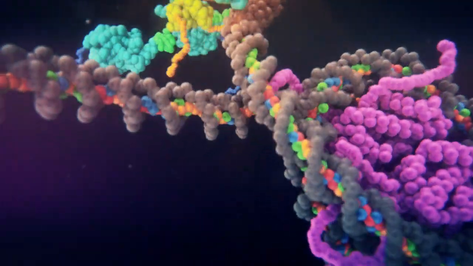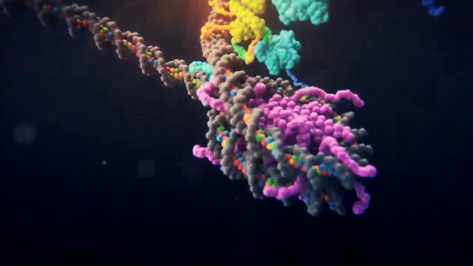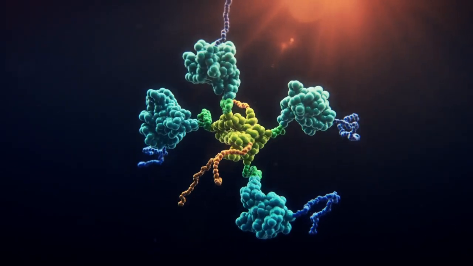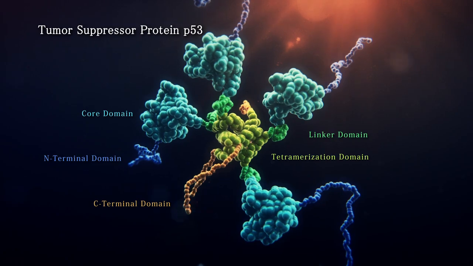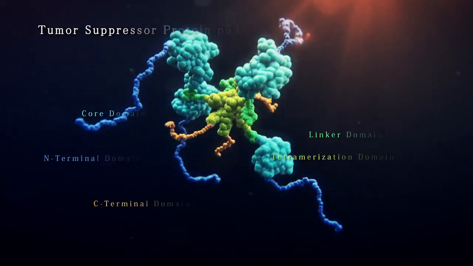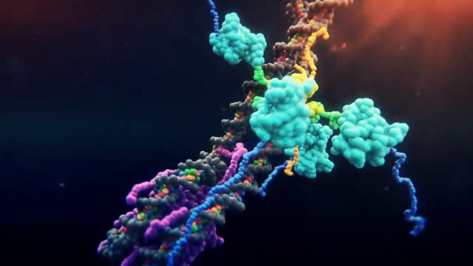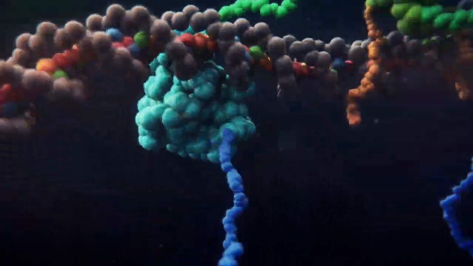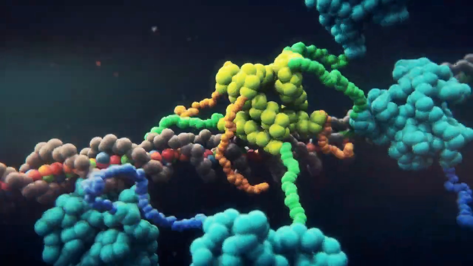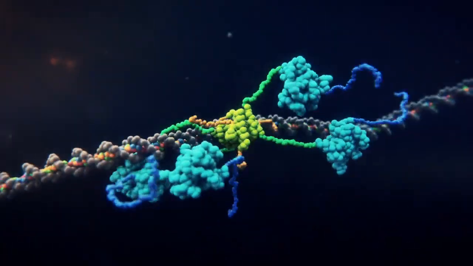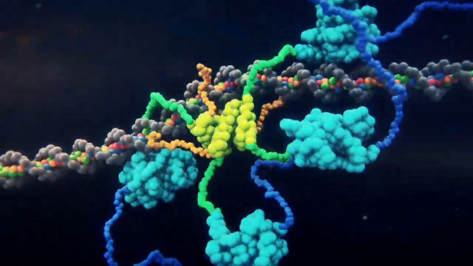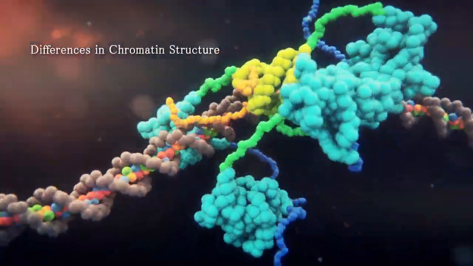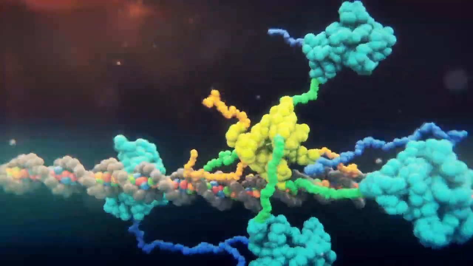The DNA has to unwrap from the histone proteins to allow other proteins to read its genetic information. Here, the tumor suppressor protein, called p53, is about to bind to the DNA. When the DNA is unwrapped, p53 can move along the DNA and read its genetic information. Chemical modifications, such as acetylation and differences in chromatin structure, affect the reading of the genetic information.